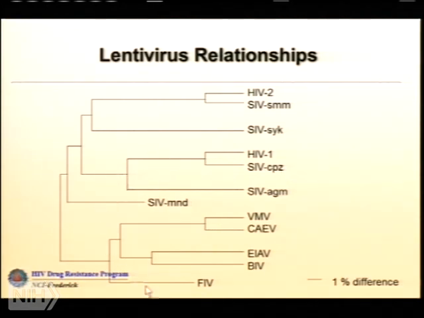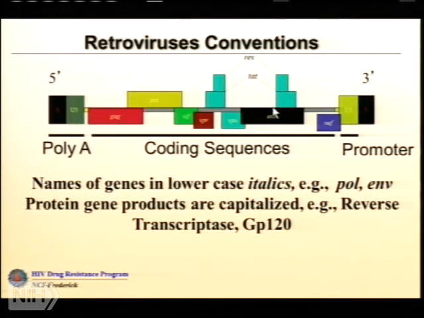And as you can see here are a series of other viruses. Some that you may know if you have a cat, this is feline immunodeficiency virus, or if you have a horse, equine infectious anemia virus. Those are all related. But the ones that are most closely related to HIV-1 and 2 are in the primate community, one in chimpanzees and one in sooty mangabeys.